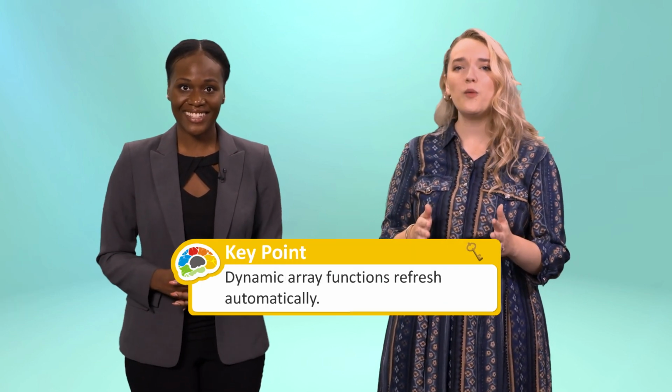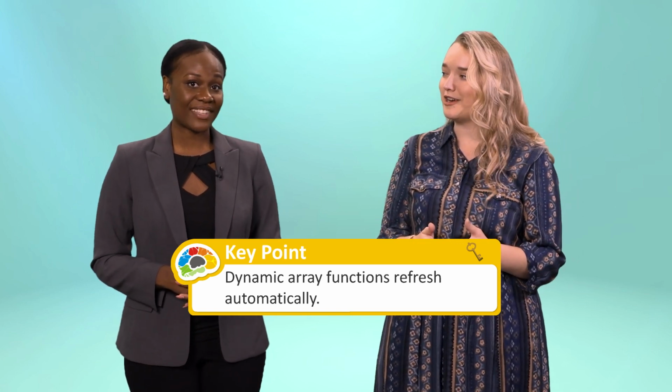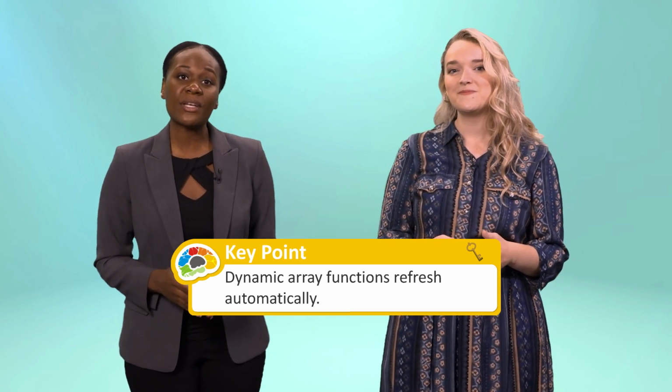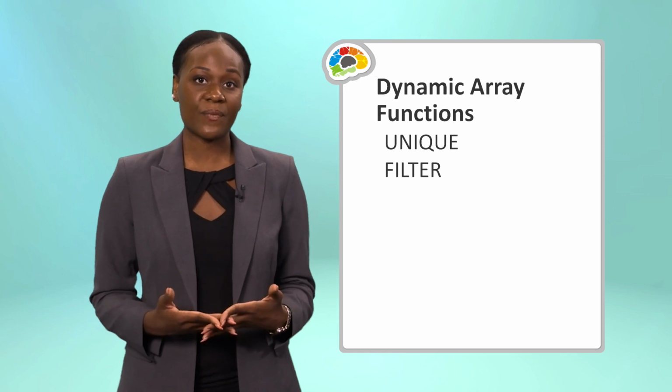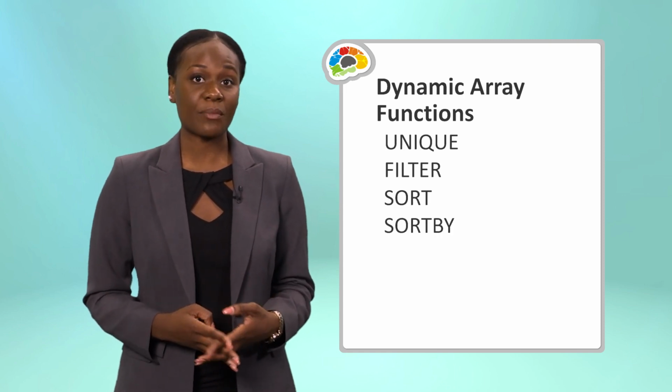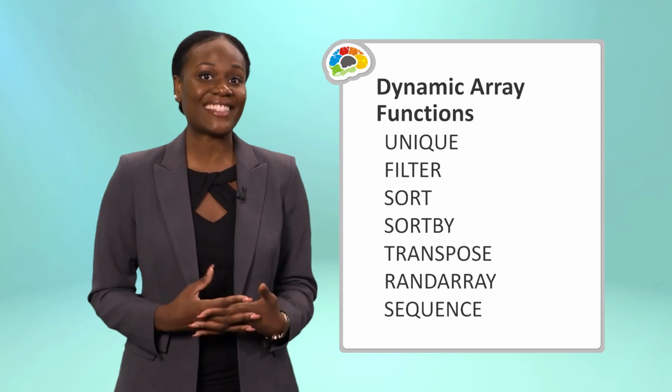That sounds useful. And they're also dynamic, hence the name, which means they don't need to be refreshed in order to update. I always have to refresh my pivot tables and my queries, but I don't have to refresh these? Right. They will always be up to date. There are 7 new dynamic array functions: unique, filter, sort, sort by, transpose, random array, and sequence.